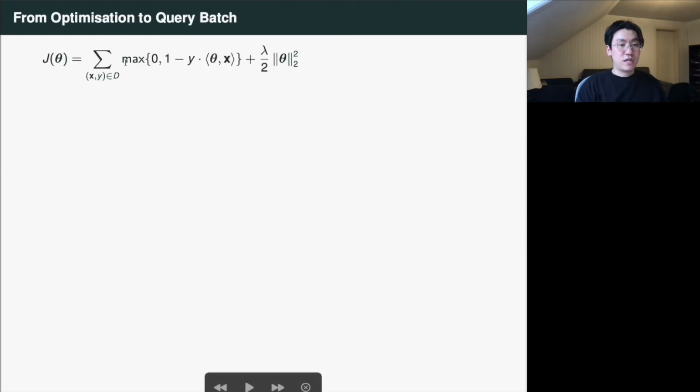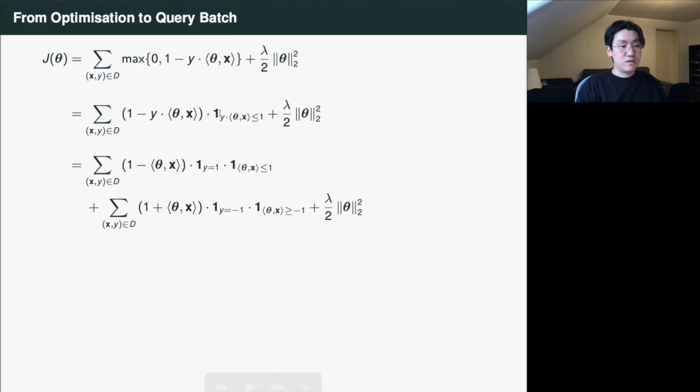This is the objective function. We first rewrite the max function to this product, 1 minus y times the dot product of theta and x times this condition term. This condition term here means it is 1 if the condition is satisfied, otherwise it is 0.